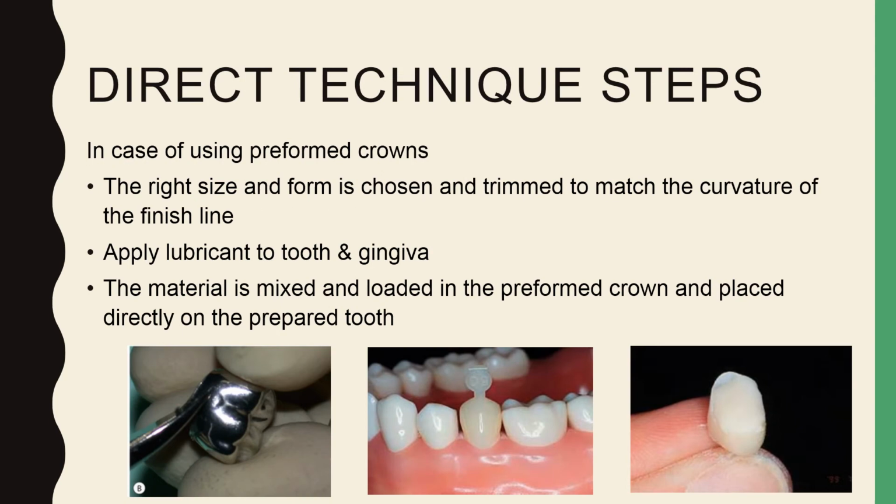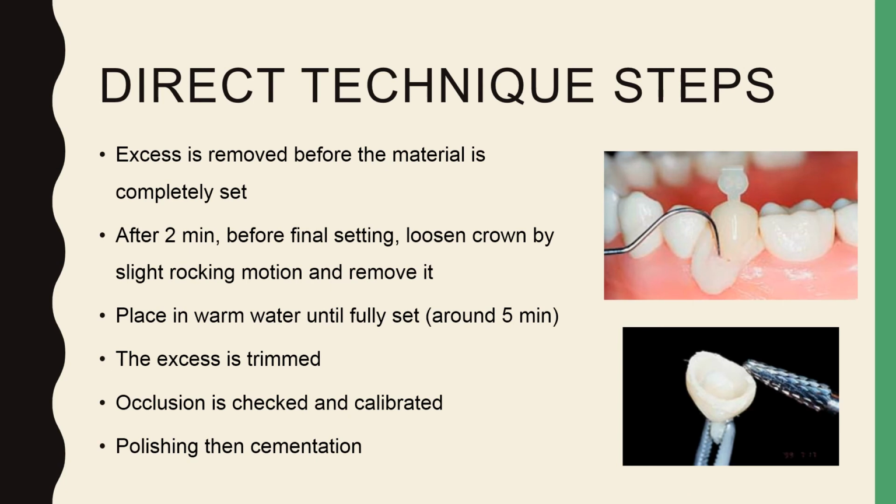The steps for the direct technique in case of using preformed crowns start by choosing the right size and form, which is then trimmed to match the curvature of the finish line. After that, lubricant is applied to the tooth and gingival tissues to prevent contact with the monomer. The material is then mixed and loaded into the preformed crown and placed directly on the prepared tooth. Make sure to remove the excess before the material is completely set.